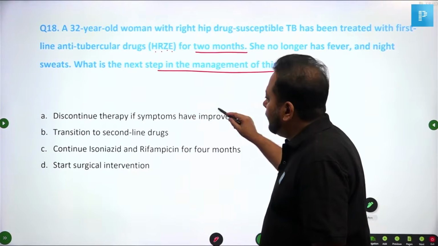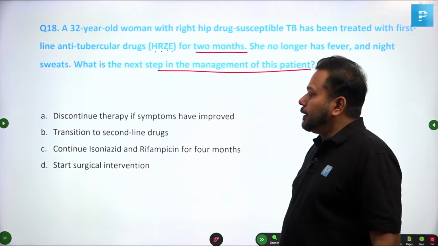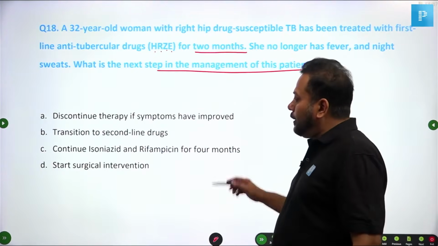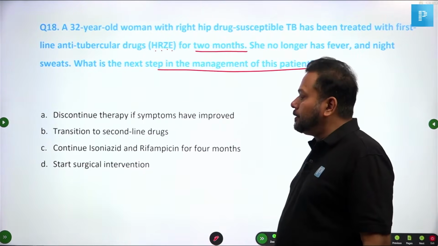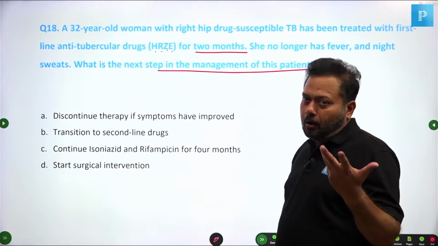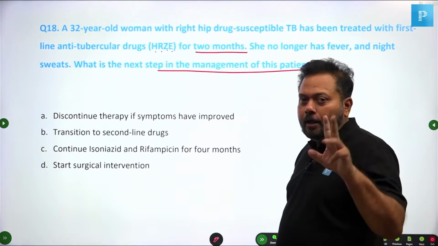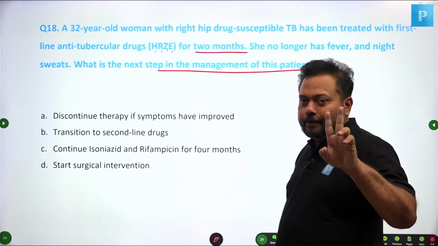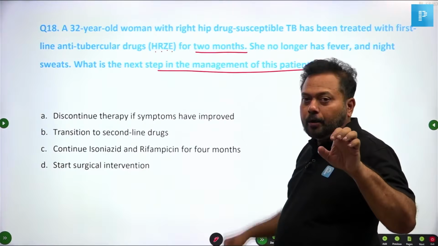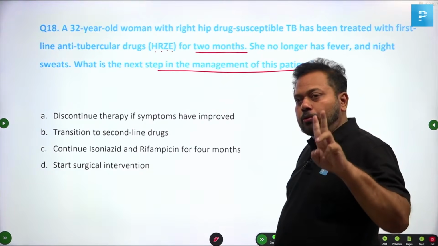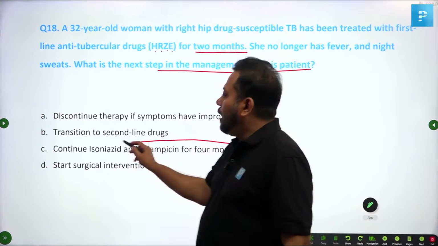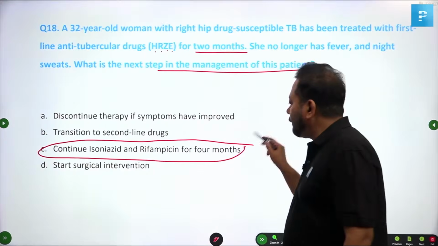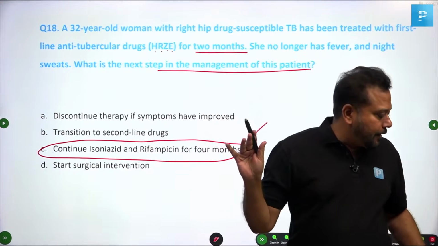The options are: discontinue the therapy, transition to second line drugs, continue INH and rifampicin for 4 months, or start surgical intervention. The WHO recommendation is 2 months of 4 drugs, INH, rifampicin, pyrazinamide and ethambutol, then another 4 months of 2 drugs, that is continue INH and rifampicin for 4 more months. This is our standard protocol.